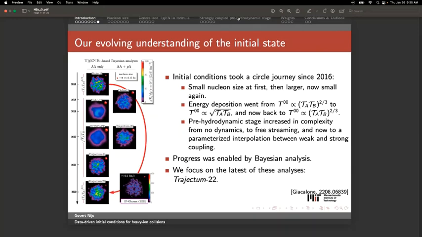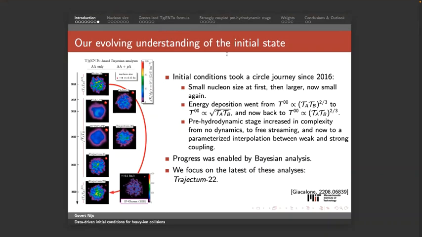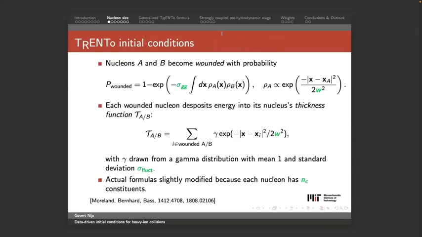Yes, and what is also nice for the purposes of this workshop is that these three topics give the opportunity to go through Trento plus the pre-hydrodynamic stage in its entirety, from the start of the computation to the finish. So you should be walking away with a good understanding of how Trento works. So, to start with the nucleon size.